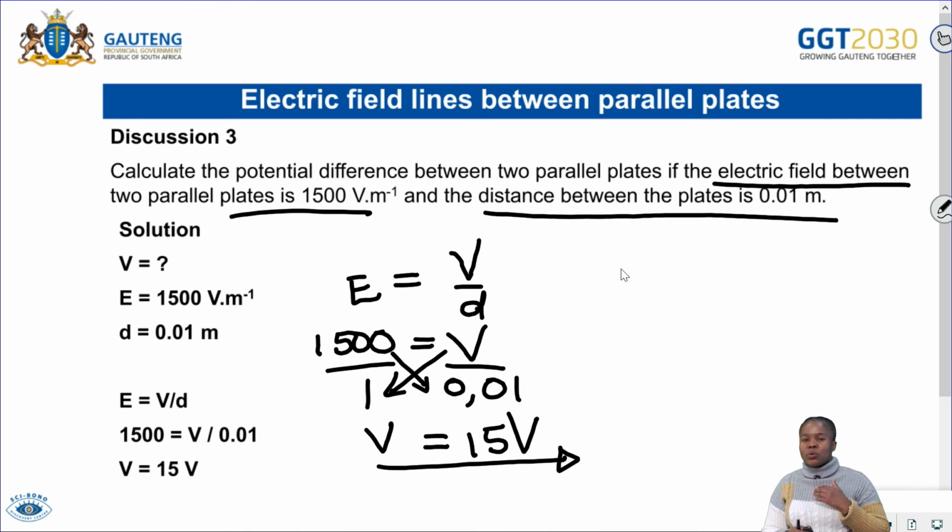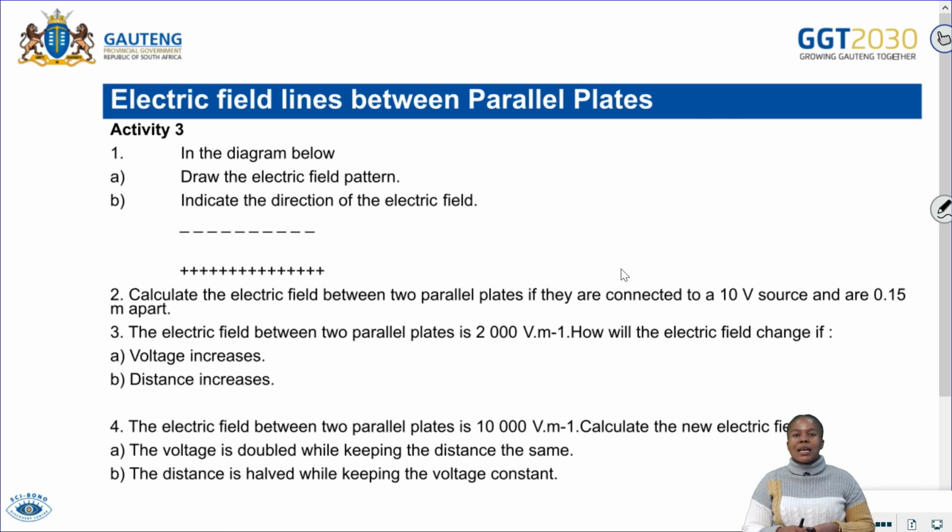But how do I get to know that it is easier for you? Is by when you are doing activity 3 for me. So in this activity, I want you to practice drawing the electric field pattern between the parallel plates, so that I get to know that you understand the uniformity of the electric field in the parallel plates. I get to understand that you know the direction of the electric field lines and the proper way that it should be drawn. Okay, so we are practicing how to draw it correctly.